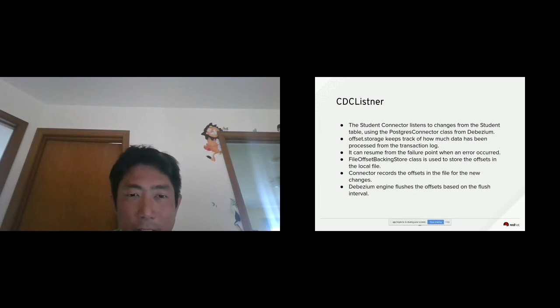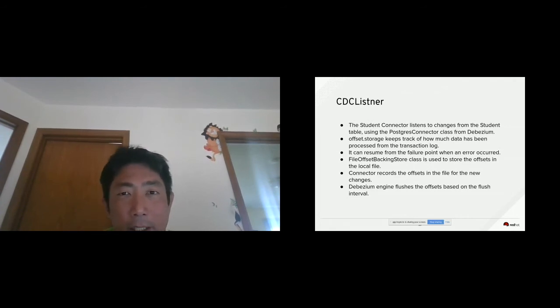The FileOffsetBackingStore class is used to store the offset in a local file, right? So since this is in a local file, if you have a connection problem, it still can read the information from the file offset. The connector will record the offset in the file for the new change. The Debezium engine will flush the offset based on the flush interval. Right? Once the data has been processed, it could flush every 5 minutes and delete the offset.